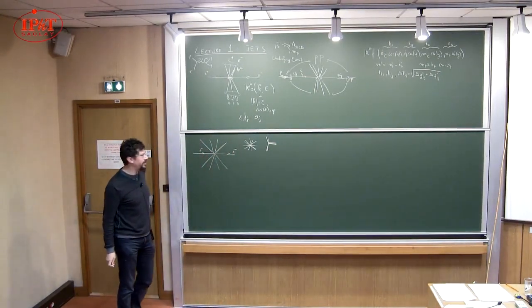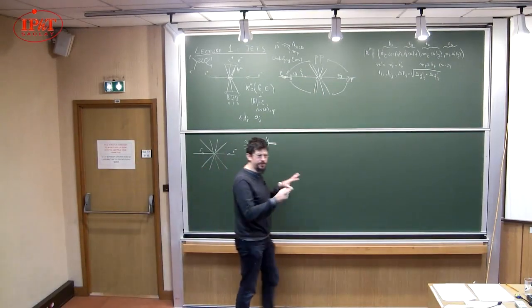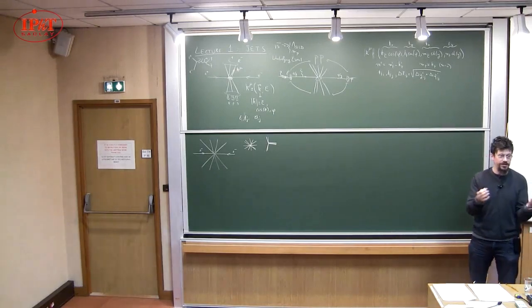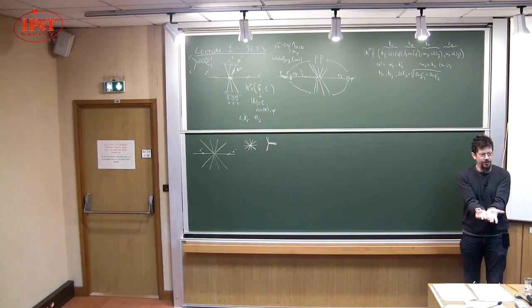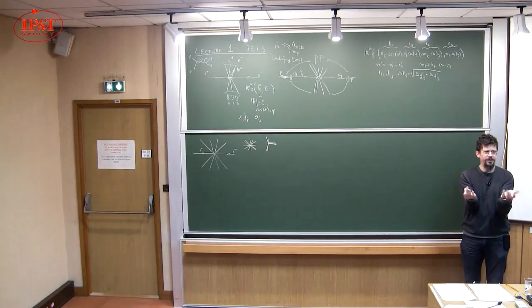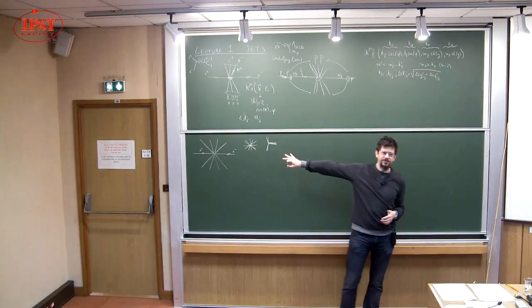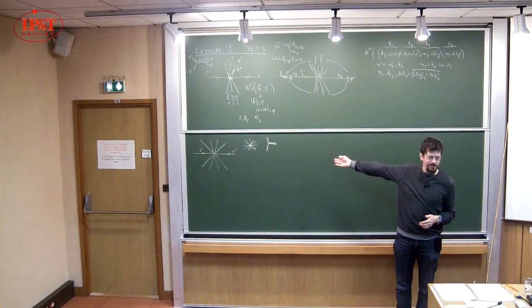Namely, do I have particles which are distributed uniformly? If I look at one collision, do I have particles which are distributed uniformly across the whole sphere, or do they tend to align on a few directions? I guess you all know the answer to that question, right?